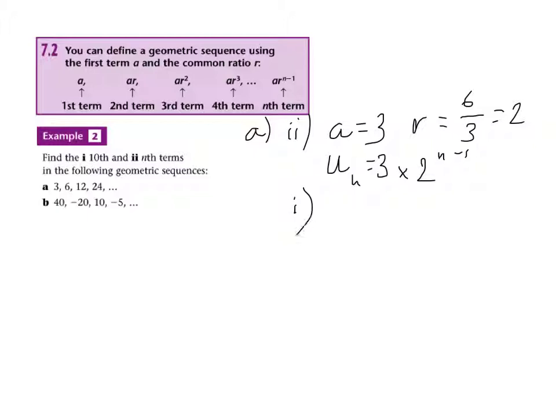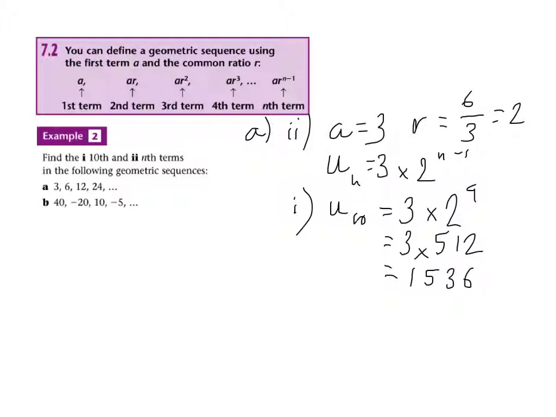So now we're going to do part 1. Again, it's a bit counterintuitive. So we're going to be working out u10. So u10 is defined as 3 times 2 to the 9. Okay, which you'll know is 3 times 512, and doing a quick calculation on my calculator, if I do 3 times 512, we get 1536. So that's how we do that part.